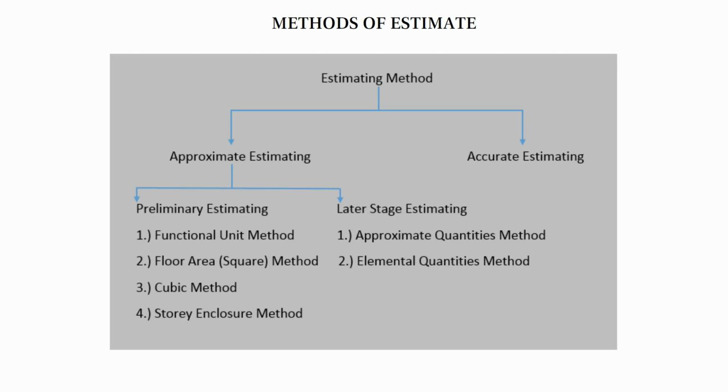Approximate estimating is further divided into two categories: preliminary estimate and later stage estimate, and each of these categories is further divided into subcategories. Preliminary estimating: 1. Functional unit method, 2. Floor area or square method, 3. Cubic method, and lastly, story enclosure method. Later stage: 1. Approximate quantities method, 2. Elemental quantities method. In subsequent videos, we will be exploring different methods of preliminary estimating.